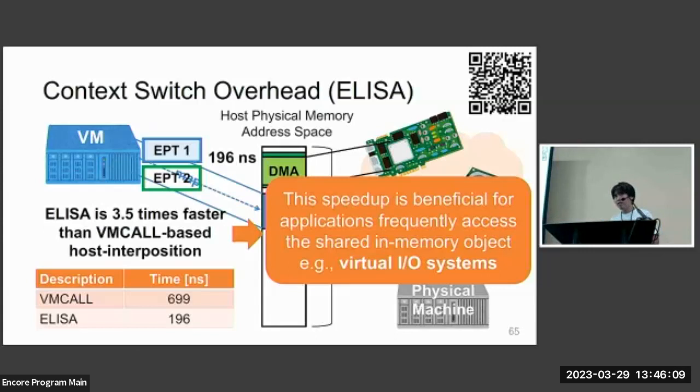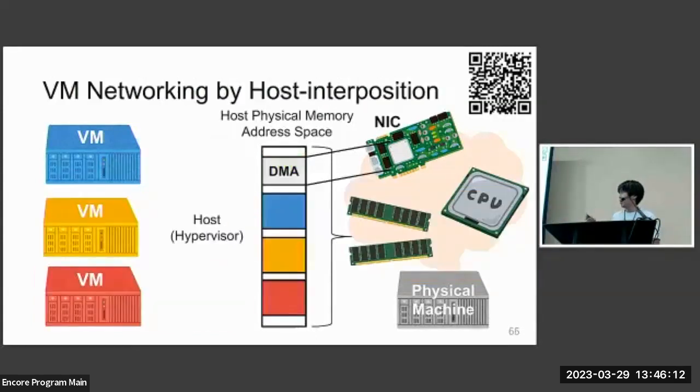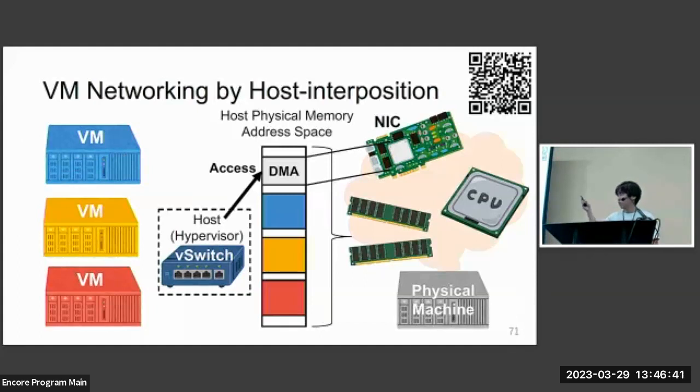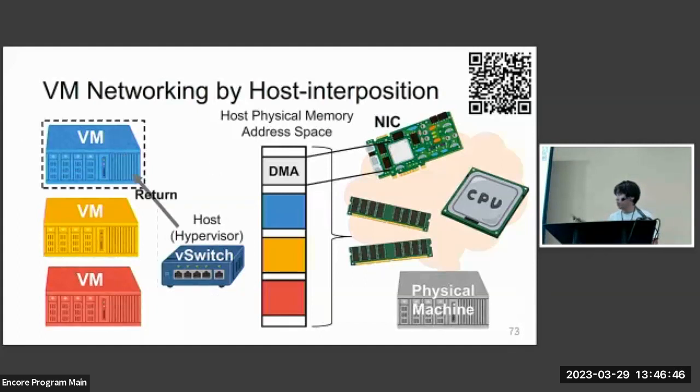As a use case, we made a VM networking system, which is also a virtual I/O system, and I compare it with the host interposition model using the VM call. This is the baseline. Normally the host implements a vSwitch, a virtual switch, which is a software switch. Let's say we are running the VM. To access the shared network card, it triggers the exit first, and the context jumps into the host, and the host accesses the shared memory object. Afterwards, it gets back to the default context.